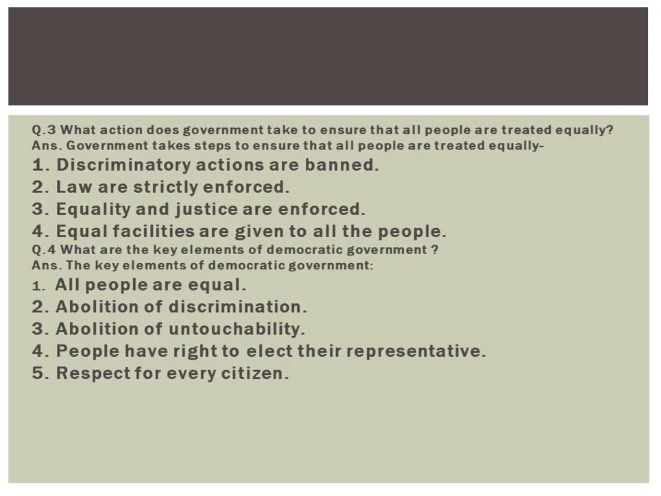The fourth question: what are the key elements of democratic government? The key elements of democratic government are: all people are equal, abolition of discrimination, abolition of untouchability. These things are present in the democratic government. People have the right to elect their representative, and there is respect for every citizen. This is all about the homework solution.